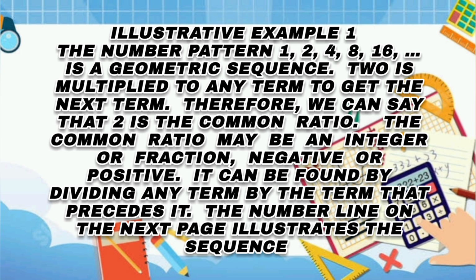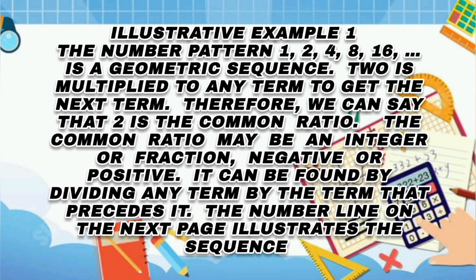Example 1. The number pattern 1, 2, 4, 8, 16 is a geometric sequence. Bakit? Kasi napapansin nyo, tinatimes lang siya sa 2 to get the next term. 1 times 2, 2. 2 times 2, 4. 4 times 2, 8. And 8 times 2, 16. 2 is multiplied nga to any term to get the next term. Therefore, we can say that 2 is the common ratio.